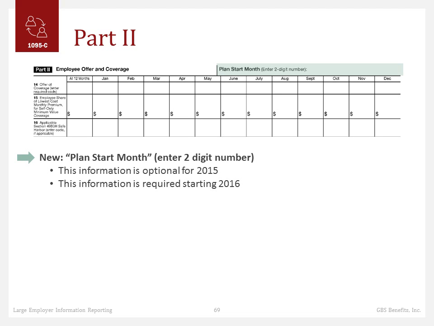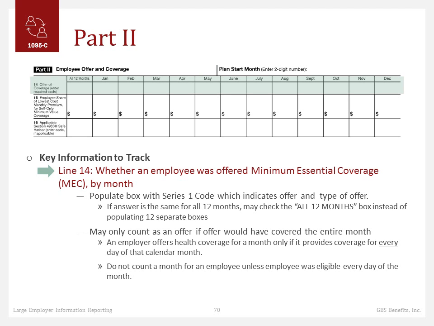So for example, if your plan starts in October, you would enter 10. If it starts in May, you would enter 05. If it starts in January, you would enter 01, and so on. It will be required next year. So let's move into this section.